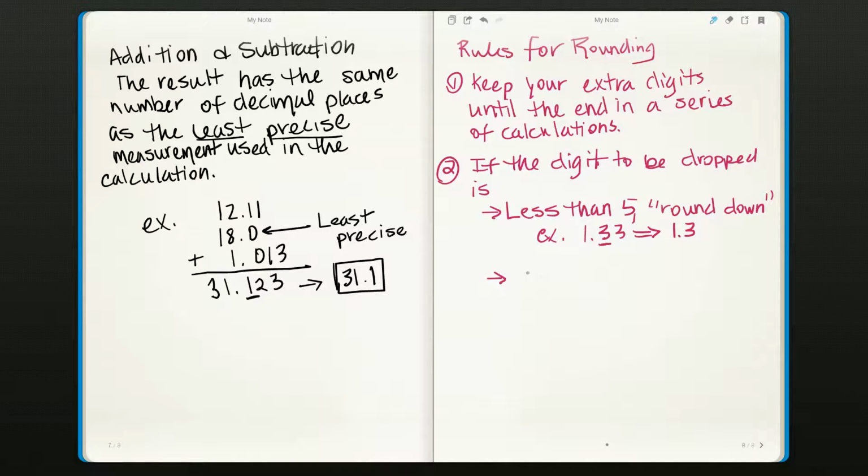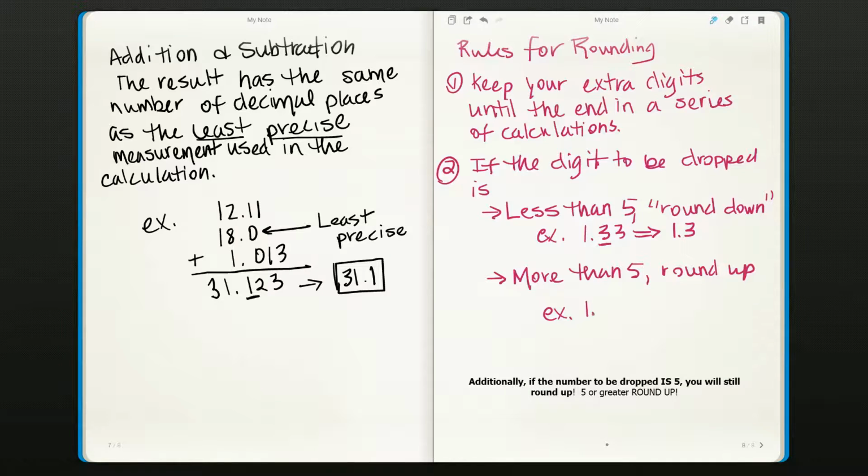Now, if the number to be dropped is greater than 5, then you round up. Okay, so in this case, we have 1.36 and we need to round it to this first decimal place. So because this number is greater than 5, then we're going to round up to 1.4.